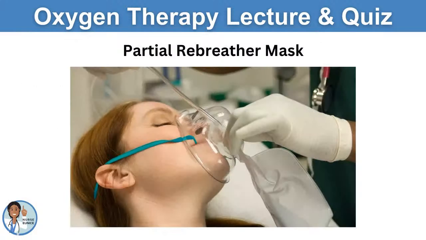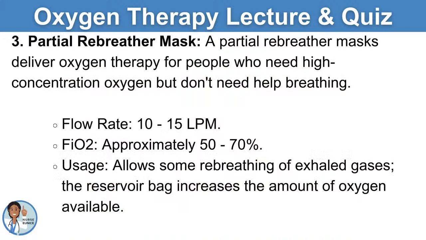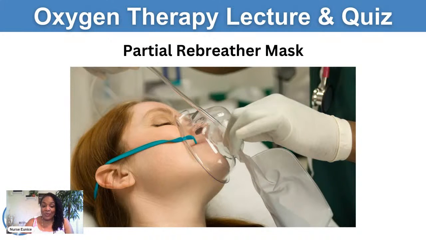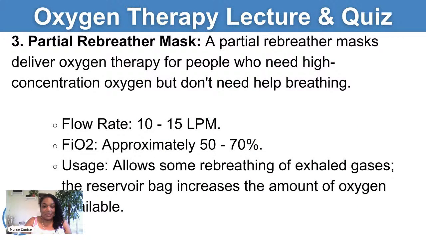So it's your partial rebreather mask. The patient can breathe in some of the exhaled gases or air, and it has a reservoir bag. In this image, this is absolutely incorrect. This is going to be connected to oxygen, so if it's connected to oxygen, that reservoir bag at the end should not be deflated. It should be inflated. You connect it, you turn the flow meter up to 10 to 15 liters, that bag is going to inflate, and that ensures that your patient is receiving 50 to 70% FiO2. If the bag is deflated, you need to be checking how many liters of oxygen you have the patient on.